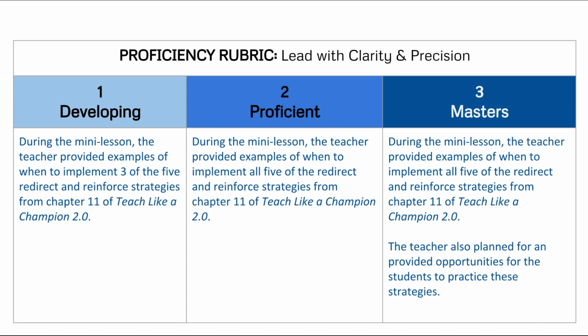You'll receive feedback based on the proficiency rubric you see on the screen, and to earn credit for this course, participants must score at the proficient or master's level. Take a look at the rubric on the screen to see what's needed to score at the appropriate level.